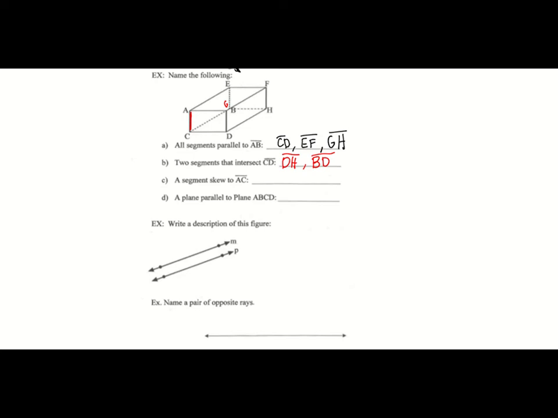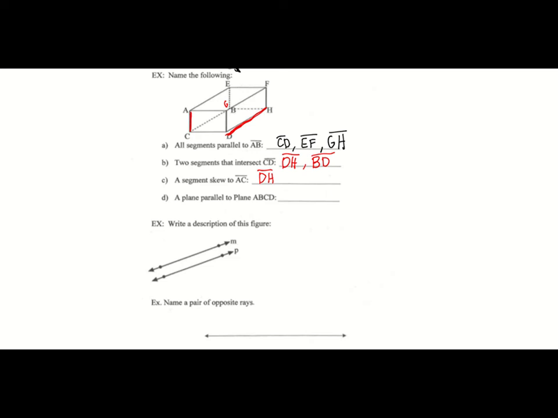So let's look at some of these others. If we have DH right here, it's not going up and down, so it's not going in the same direction as AC. And if we imagine stretching those lines out forever, they would never touch. So a segment skew to AC would be DH. And again, you're going to have other options. We could have chosen BF or EF or GH, as long as you find one of those options that's never going to touch and is not parallel.